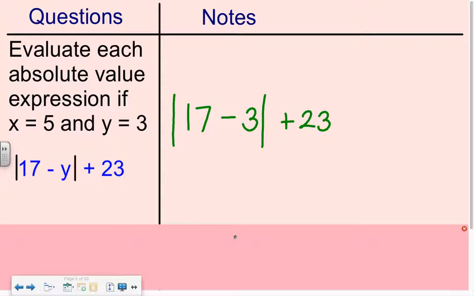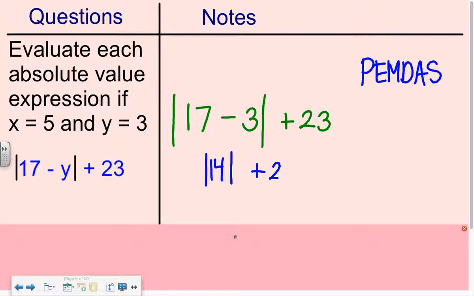We're going to solve this problem as if it was a PEMDAS problem. I always like to work inside of my absolute value signs first. They're kind of like my parentheses in an absolute value problem. So 17 minus 3 is 14. The absolute value of 14 is 14. 14 plus 23 is 37.